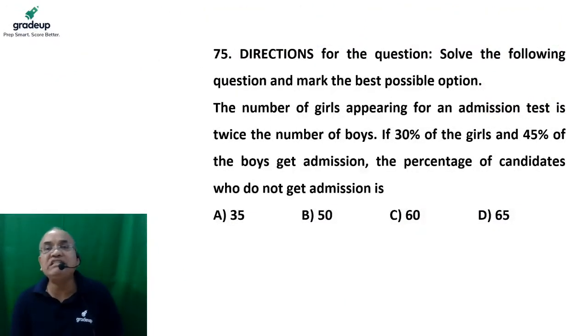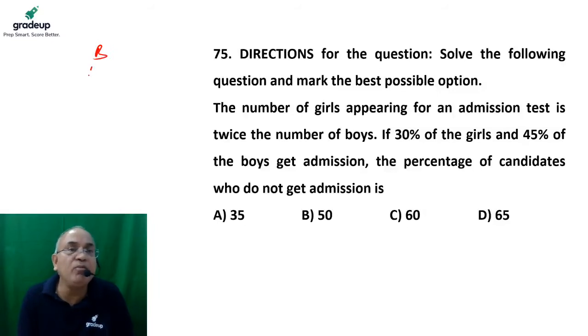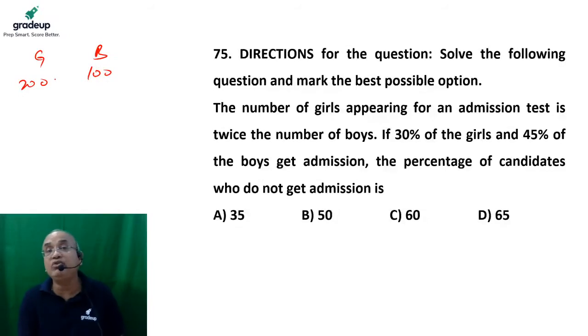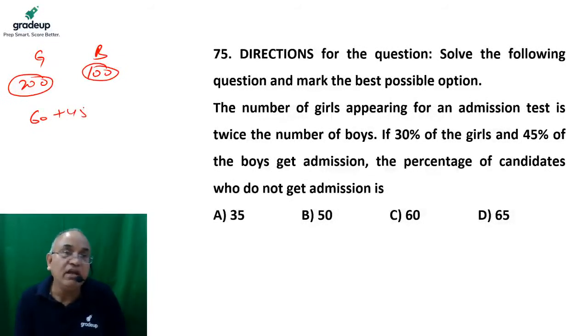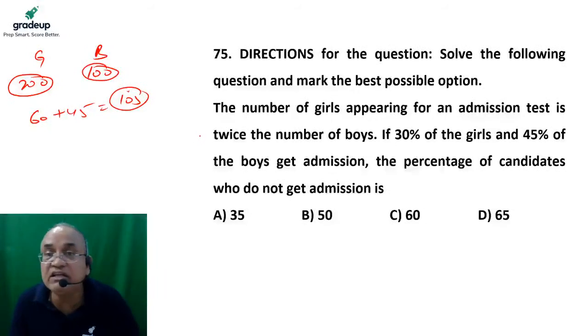The number of girls appearing for an admission test is twice the number of boys. If the number of boys who appeared is, let's say, 100, the number of girls is double of it, let's say 200. It is given 30% of the girls. What is 30% of the girls? Let's say 200 girls are there and 30% is 60. 60 girls took admission and 45% of the boys. 45% of 100 is 45. It means all in all 105 students get admission in the college.